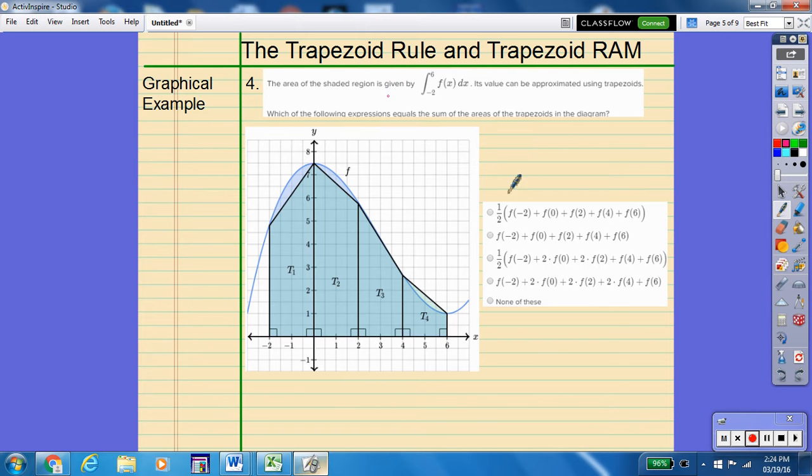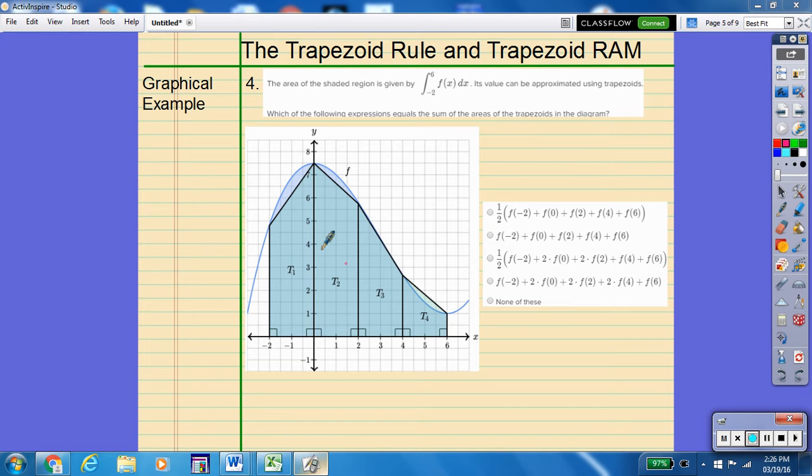Here's an example that's graphical. It says the area of the shaded region is given by the integral from -2 to 6. So we're going from -2 all the way to 6. Its value can be approximated using trapezoids. Which of the following expressions equals the sum of the areas of the trapezoids in the diagram? So go ahead and take a moment and just try to pick one of the answers, multiple choice problem, and then compare with what I come up with.